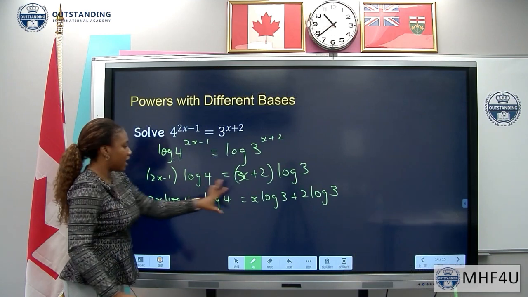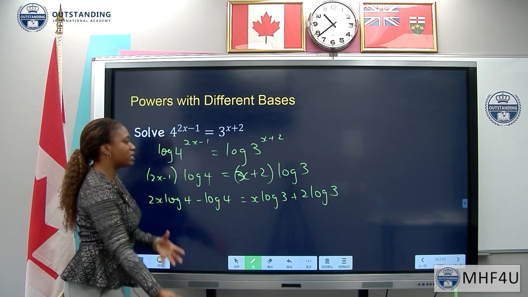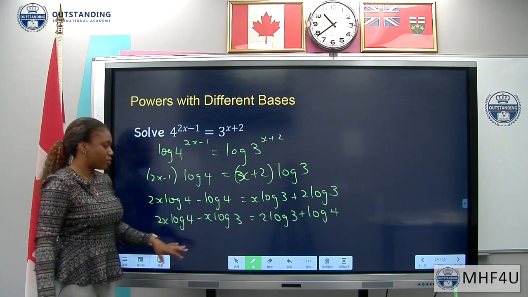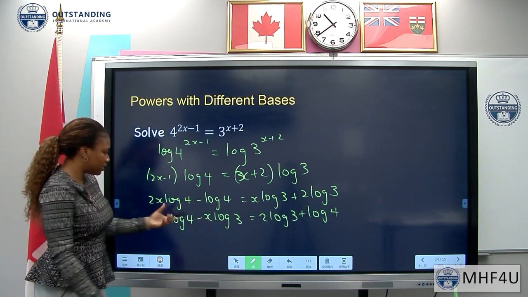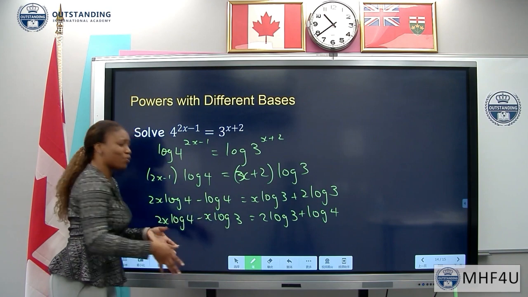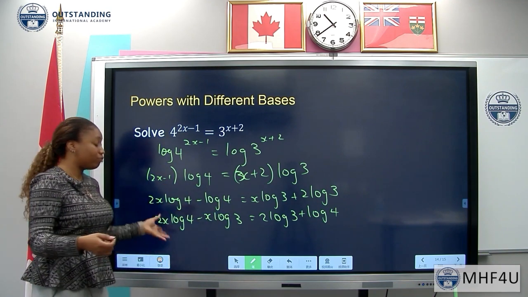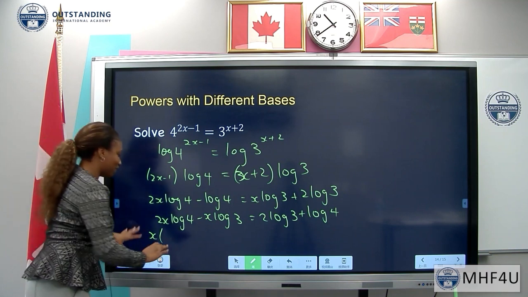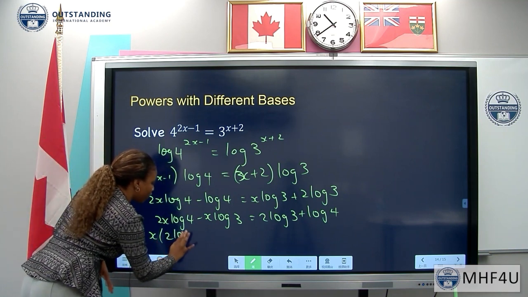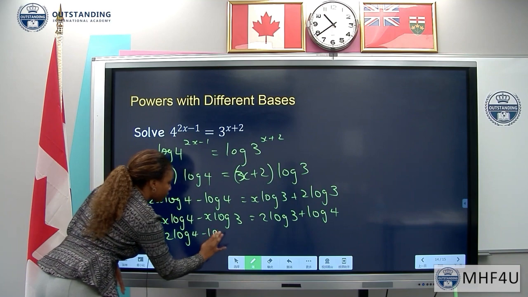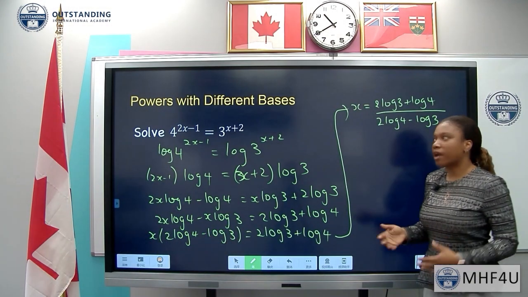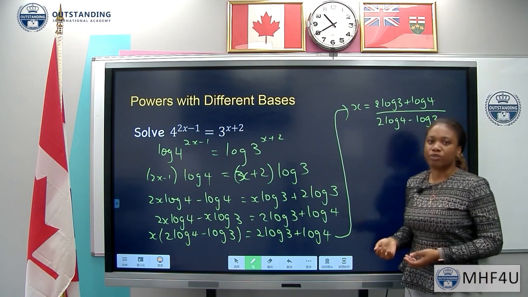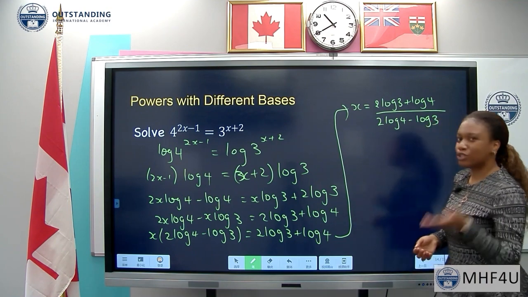We're trying to get the x, so we want the x's together. So let's put all the x's on one side of the equation. Okay, so now we've got x's grouped together, but this guy is different from this guy. So what can we do? Well, we can factor an x out. That way we have x isolated by itself. So we get 2 log 4 minus log 3. But if it doesn't specify, then you can substitute this into your calculator and round it off. Okay, try that and see what you get.